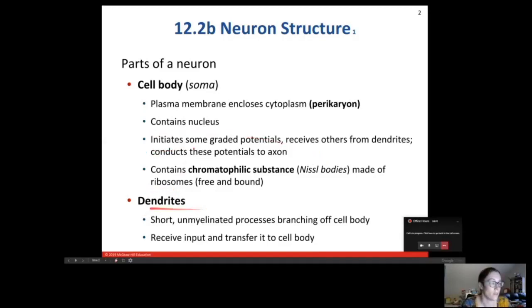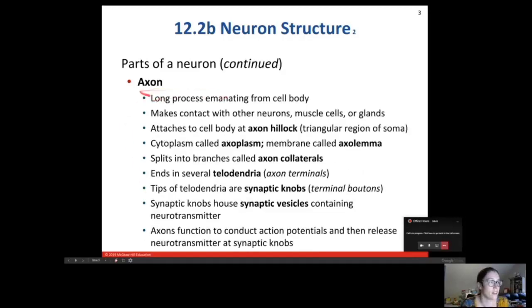The dendrites are those short unmyelinated processes that come off the cell body, and the axon is going to be the long process emanating from the cell body. In the ones we're going to be identifying, we're looking at mostly multipolar neurons, so you'll have many dendrites and just one long axon that comes off. And then most of the axons we'll look at are myelinated.